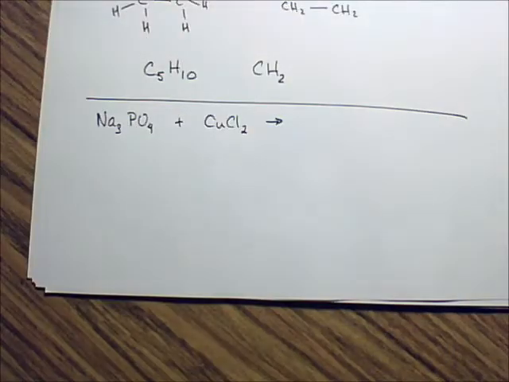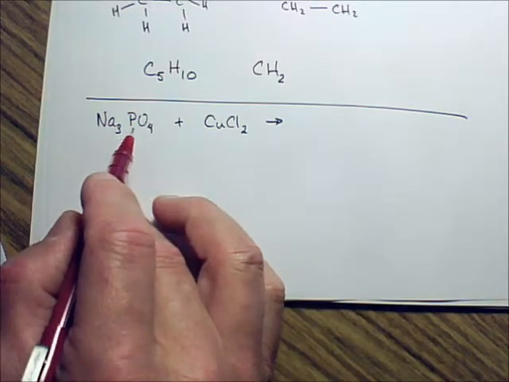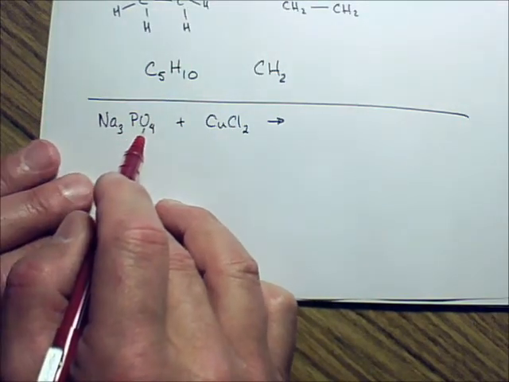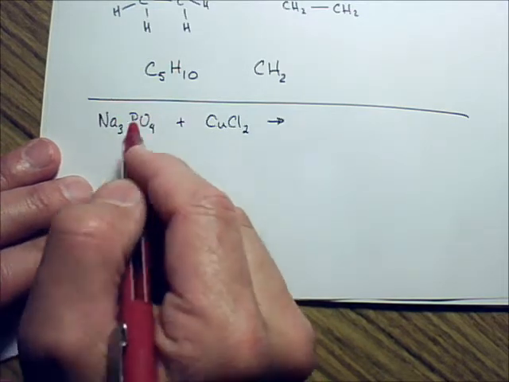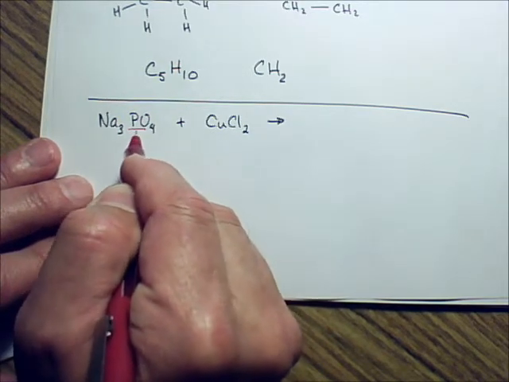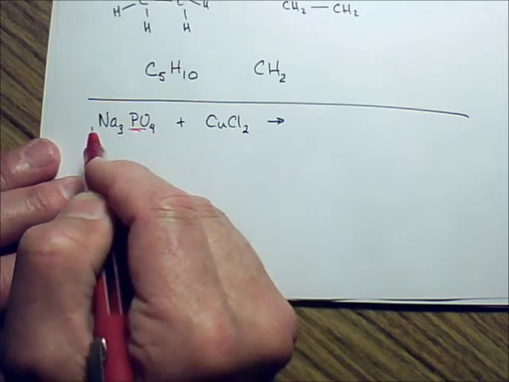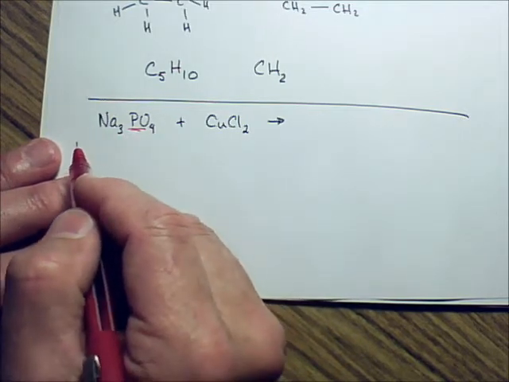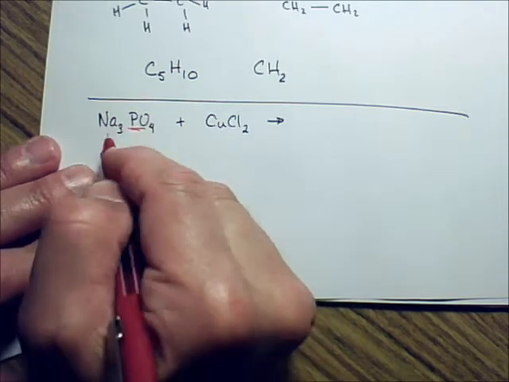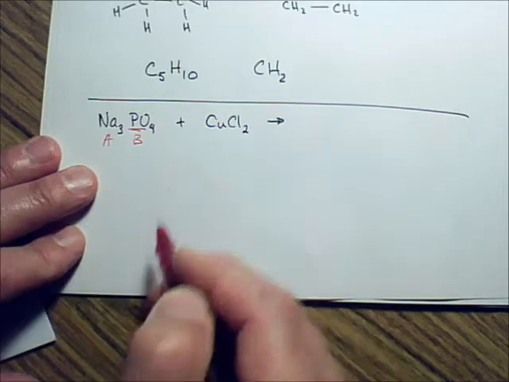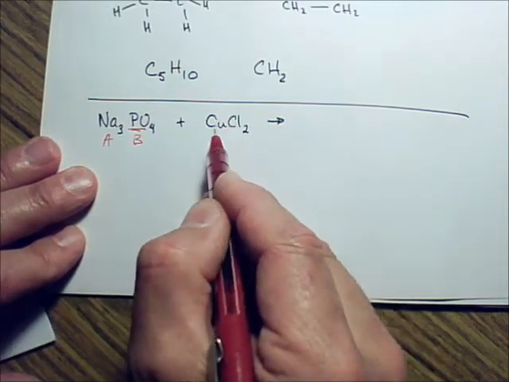Now, before we do that, let's talk about the classification of the equation, because that's going to make a difference in how we handle it. What kind of compound is this? What classification of compound is it? It's an ionic compound. And you know that because there's a polyatomic ion right there. If it's an ionic compound, it's in two parts, an A part and a B part. What class of compound is this?